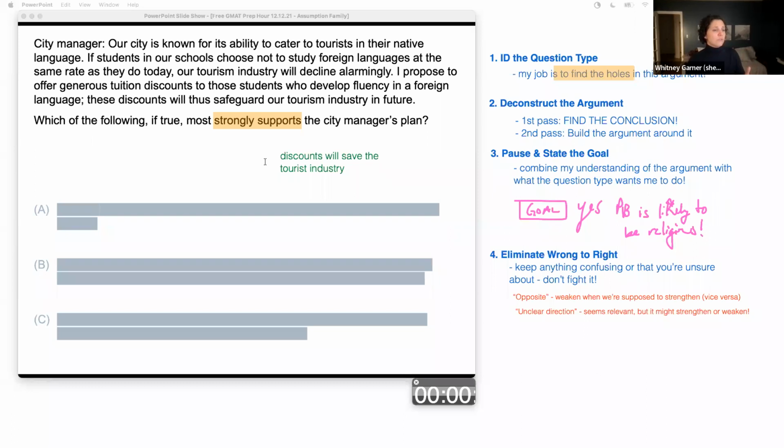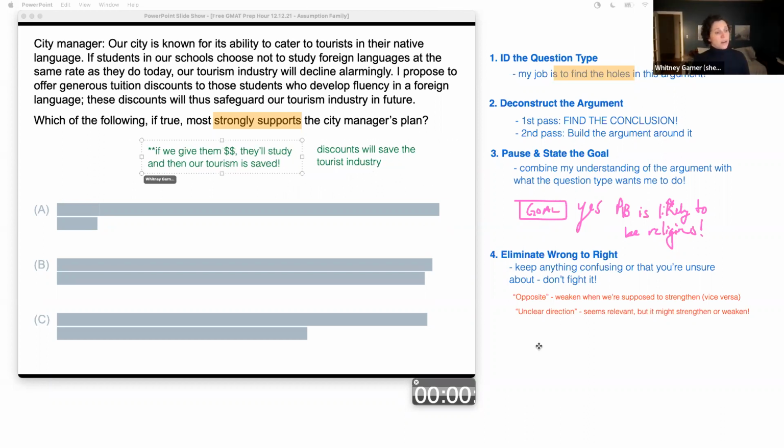So if this is my conclusion, I might jot down a note to myself: if we give them money, they'll study, and then our tourism industry is saved. So we could focus on the discounts, right? We could write it that way. I just want to have a note that helps me understand what the argument is: I'm going to give y'all money, you're going to get fluent, I'm going to save my tourism industry.